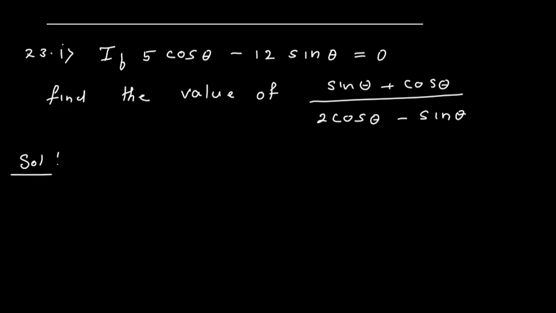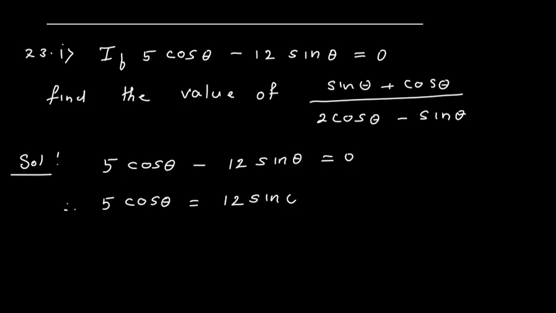Solution, we have 5 cos theta minus 12 sin theta is equal to 0. So this gives us, therefore I have 5 cos theta is equal to 12 sin theta. Therefore this cos theta will go there. 5 upon 12 is equal to sin theta upon cos theta.